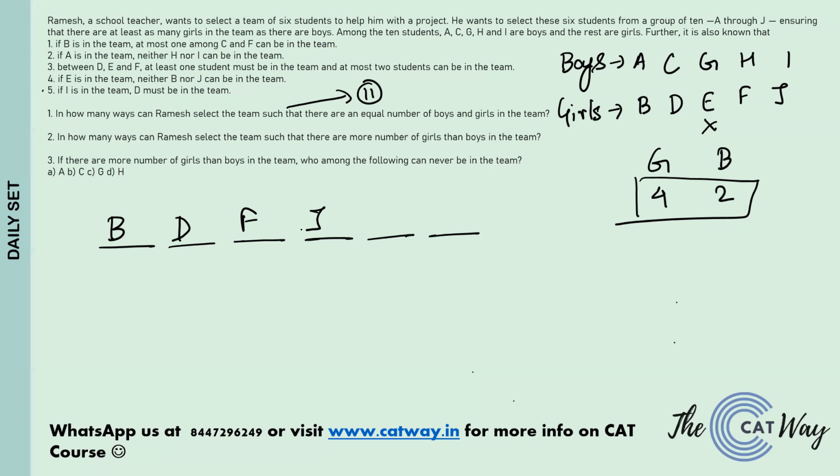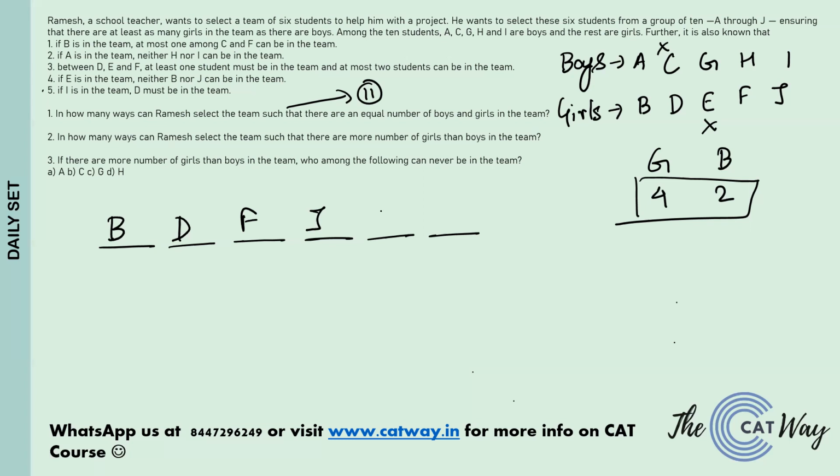Now we have 2 places left and we have 4 boys. So let us see what can be done. If B is there in the team, at most one among C and F can be there. Now F is there, that means C can never be a part of the team, because F is already there with B. So C is out. Now we are left with 4 people and we have to take 2 people from there.